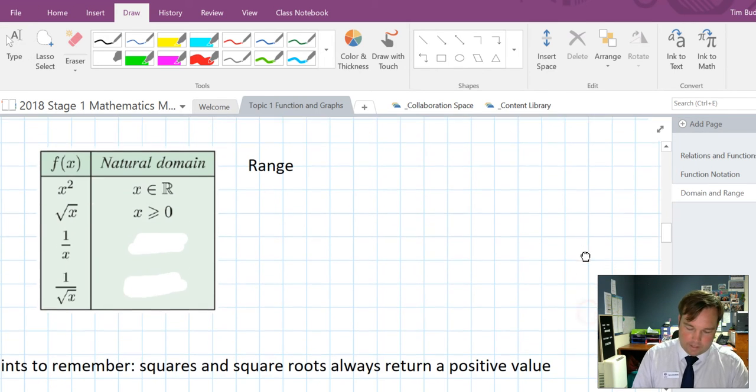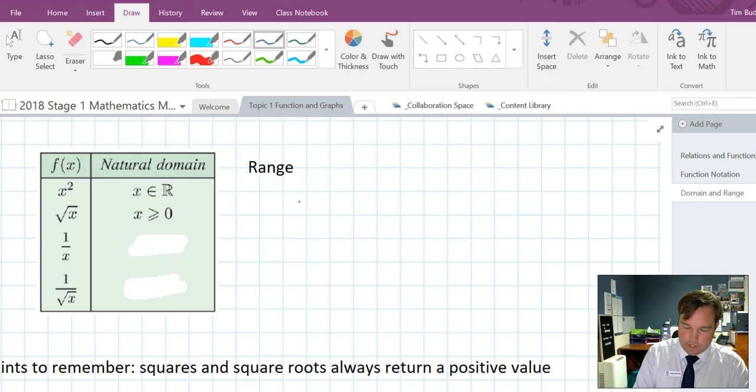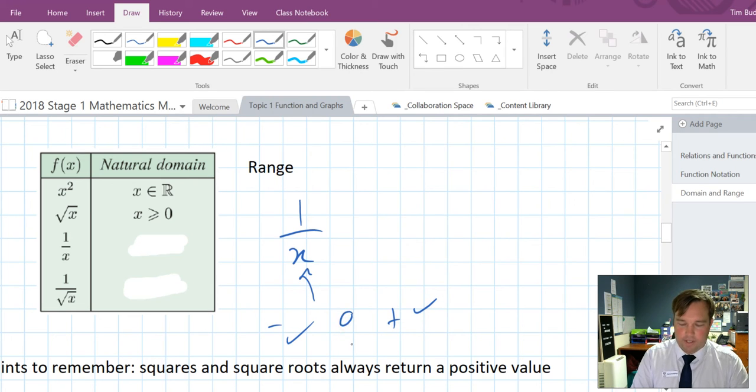What about 1 on x? What values can you substitute in the bottom here? Can you put in negatives? Yeah, sure. You can have a negative fraction. Can you put in positives? Sure. Can you put in 0? No. You cannot divide by zero.